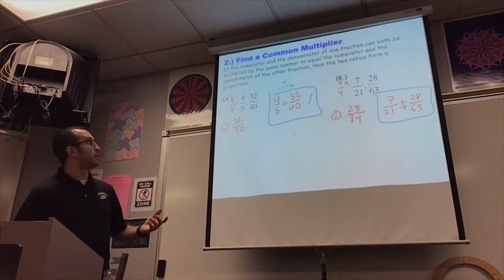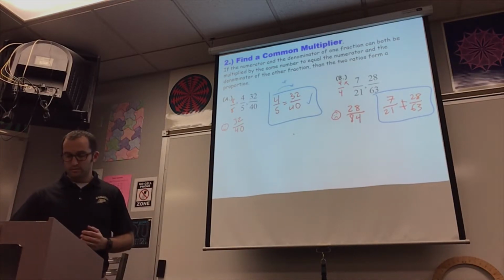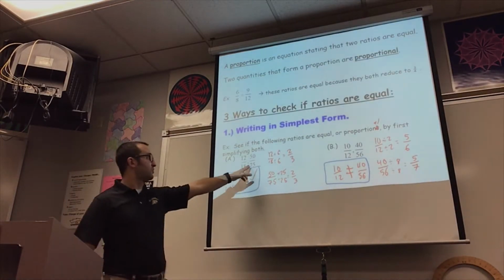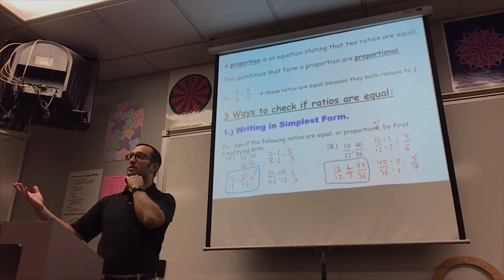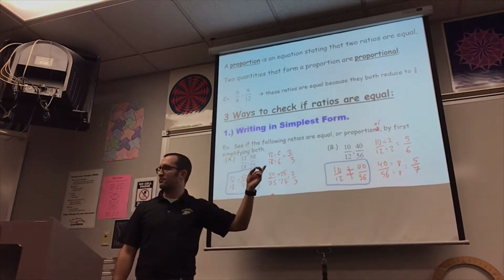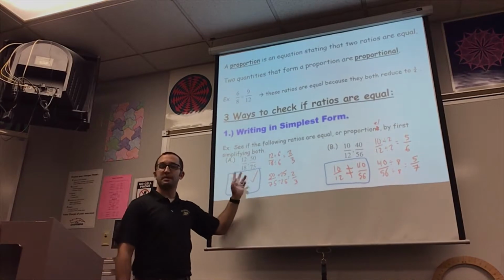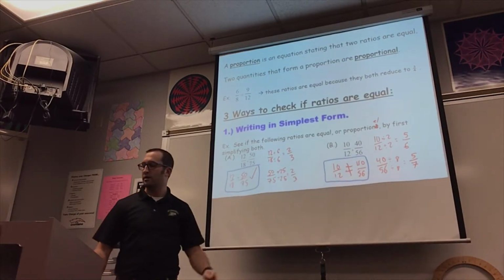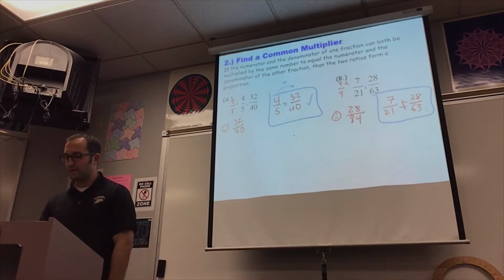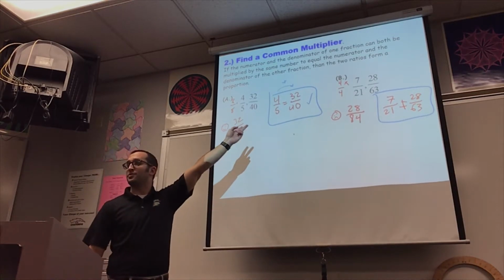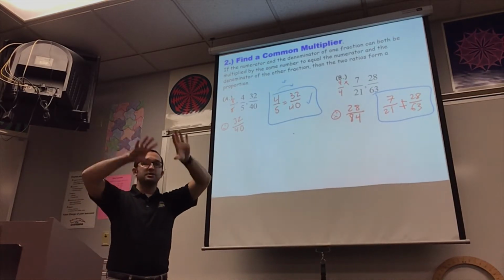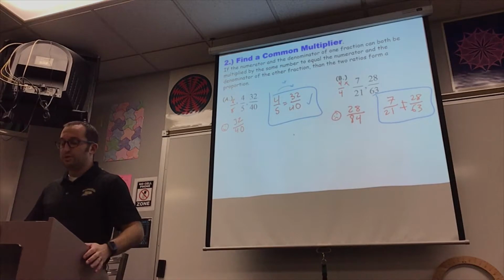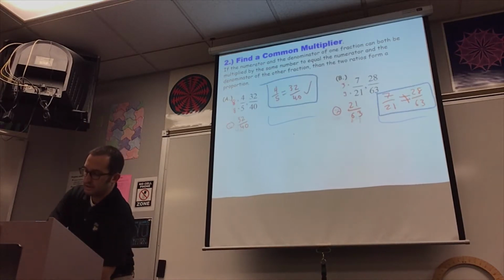And then you can also write it in simplest form. So if you're ever unsure, this is the method that will work every time. If you're ever unsure, this method will work the best. Okay? Cross products is kind of a fast way to do it. This is my favorite way to do it, if possible: see if things are proportional just by finding a common multiplier.